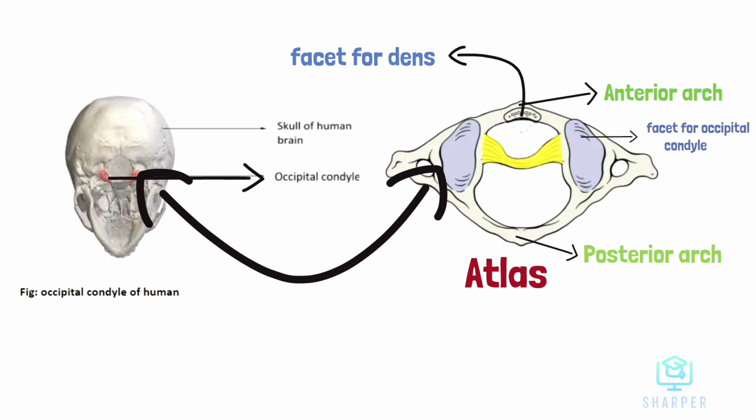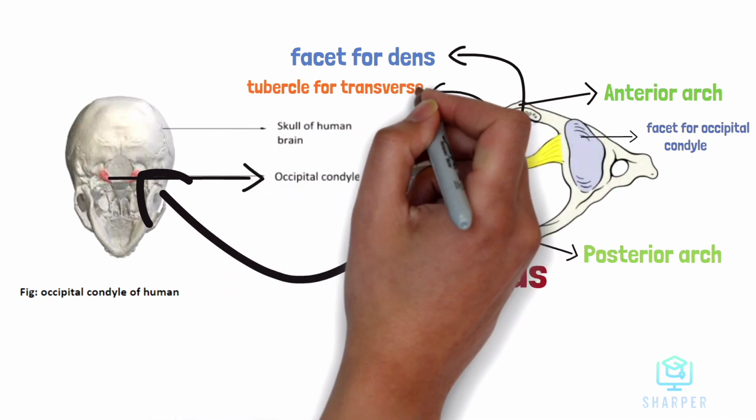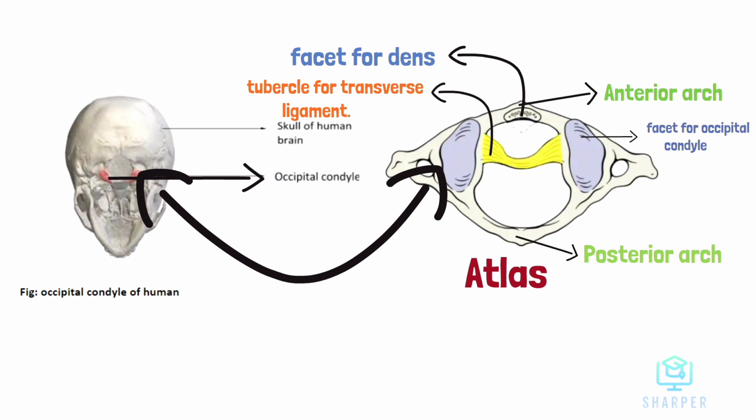On the anterior arch, there's a tubercle for the transverse ligament. The transverse ligament extends from one lateral mass to the other lateral mass on the atlas.